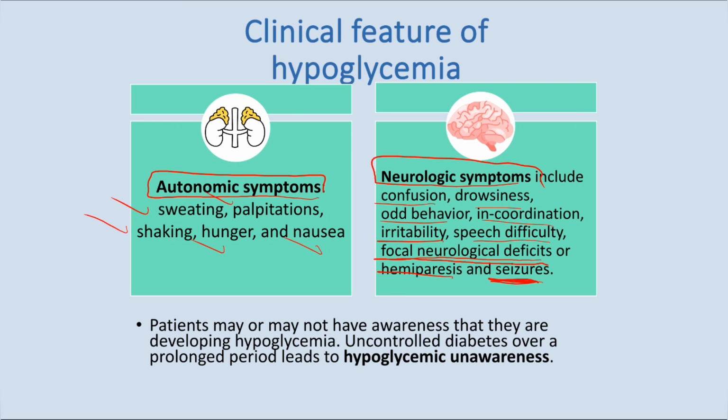Some people, because of uncontrolled diabetes, or because they have hyperglycemia over a long period, will have hypoglycemic unawareness. What do we mean by that? It means that they don't have a proper autonomic function. So the patient will not have sweating, palpitation, or shaking, or things like that. They will get sudden neurological symptoms. They will get sudden coma.